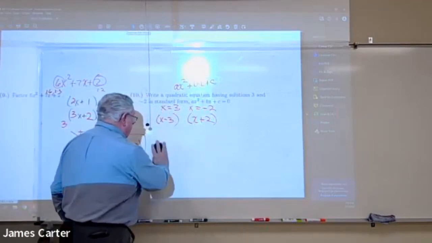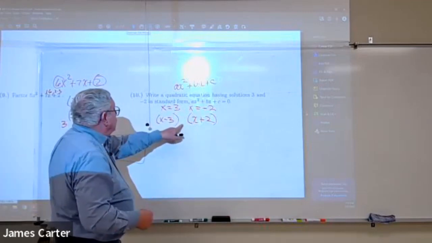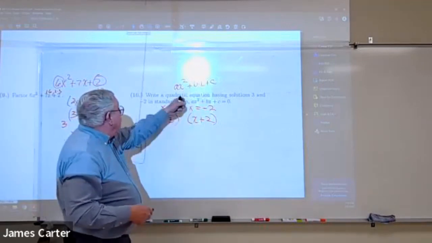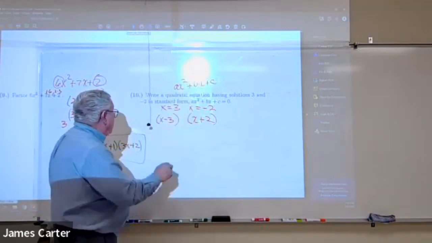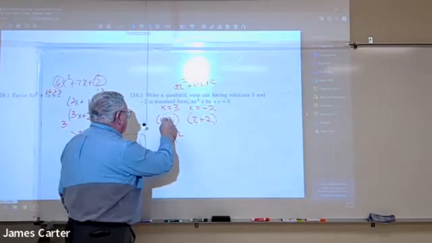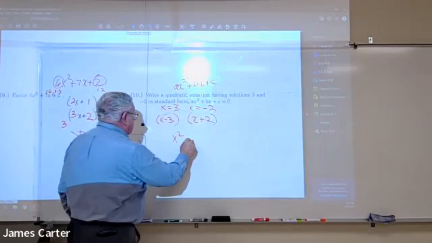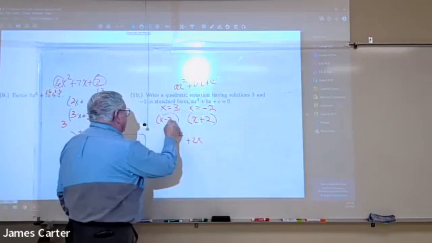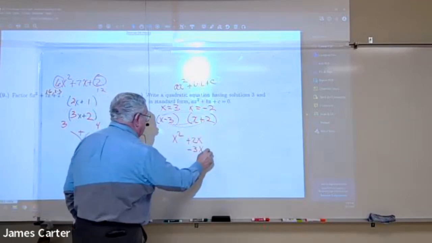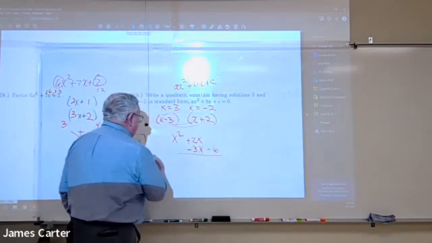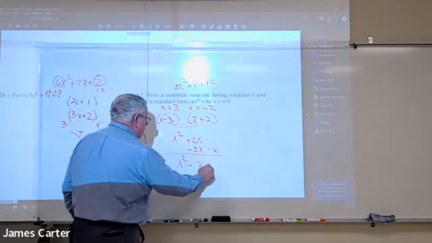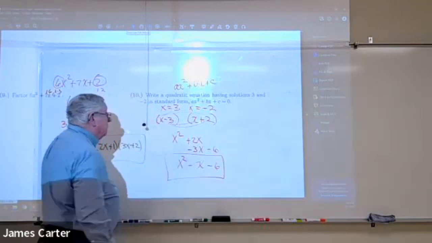Okay. Now, I've got these two, and they are multiplied together. These are the factors of that equation that we got to discover. So now we just simply multiply. X times x is x squared. X times 2 is 2x. 3 times x is -3x. -3 times 2 is -6. X squared minus x minus 6. Done.